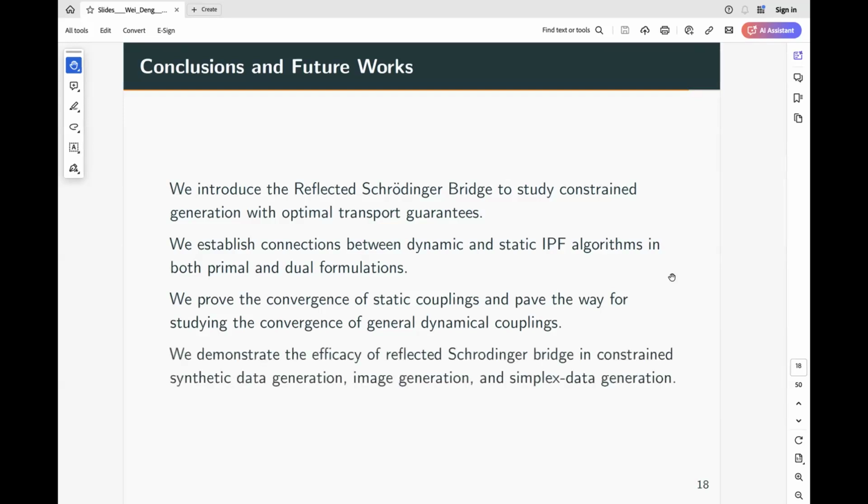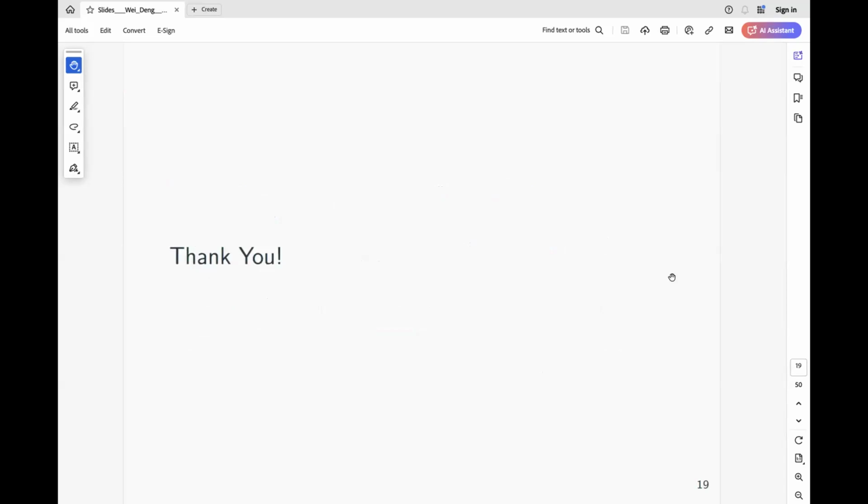And in the end, we demonstrated the efficacy of the reflected Schrödinger bridge in constrained synthetic data generation, image generation, and the simplex data generation. So this is the end of the presentation, and thank you for your time and attention.